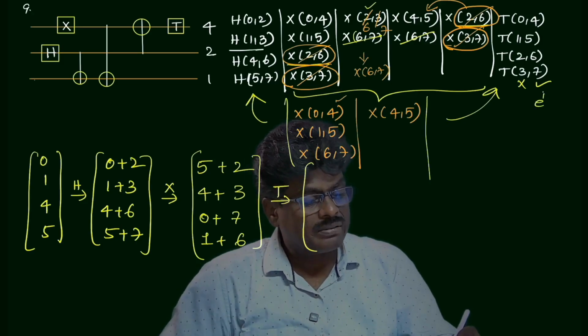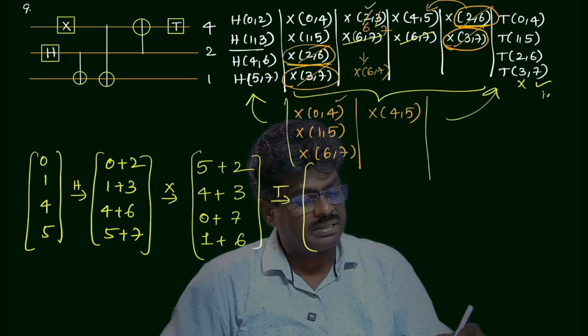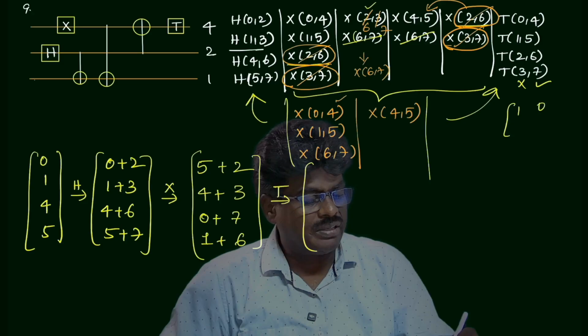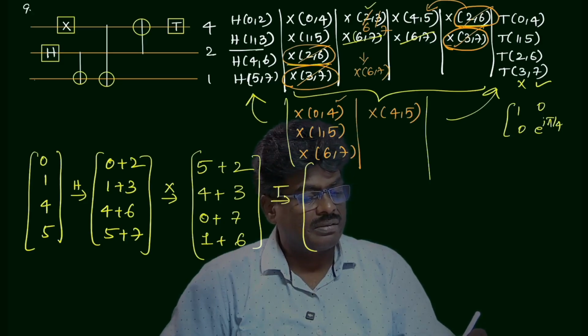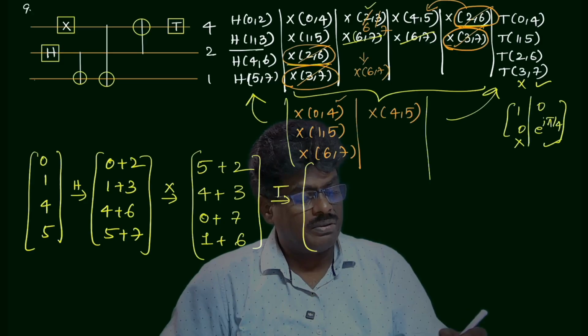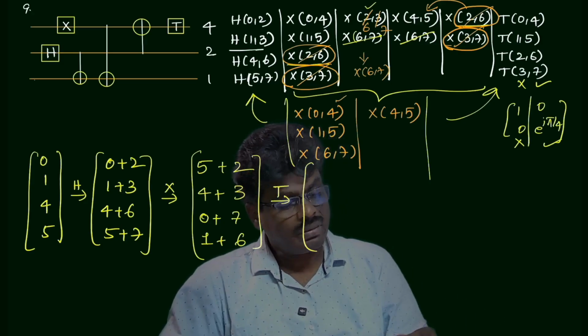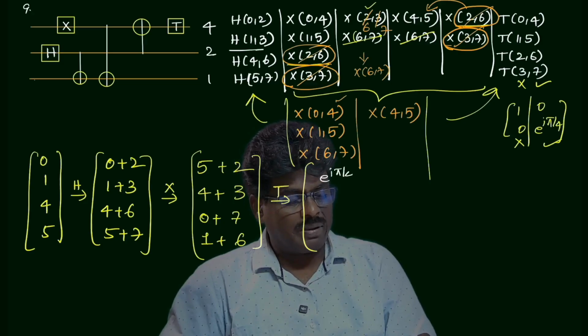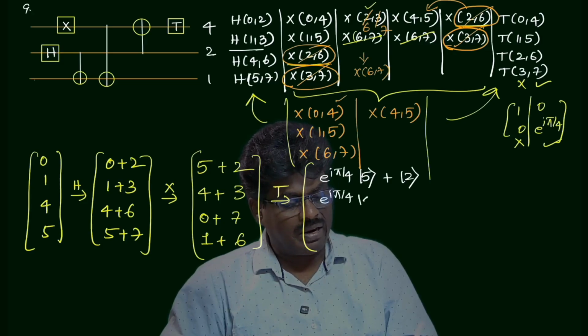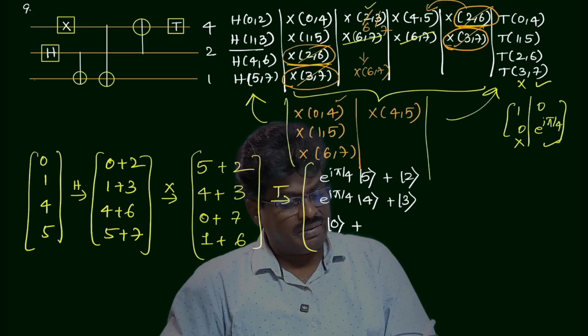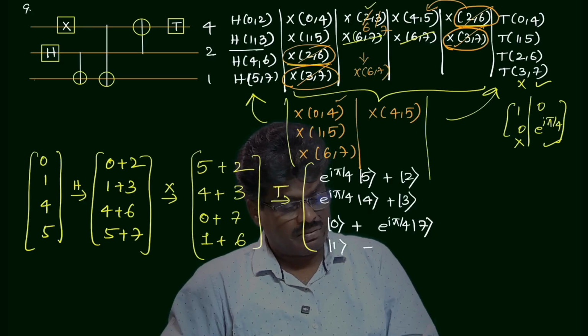So I hope you remember the T matrix. Let me write the matrix corresponding to the T gate: the phase difference pi by 4 for the on state, and no change for the off state. 5, so e raised to i pi by 4, I am writing ket plus 2 off state. Next 4, e raised to i pi by 4, I can't take out common, 3 off. Next 0 off, 7 on. Next 1 off, 6 on.